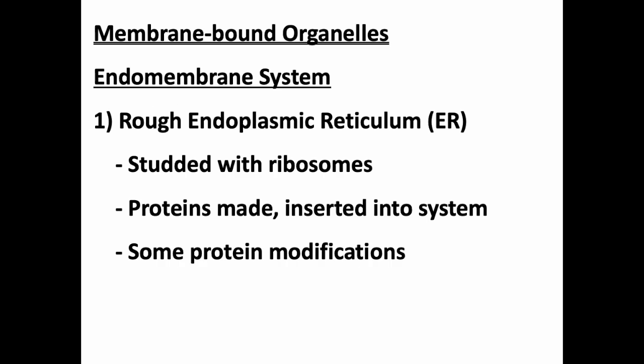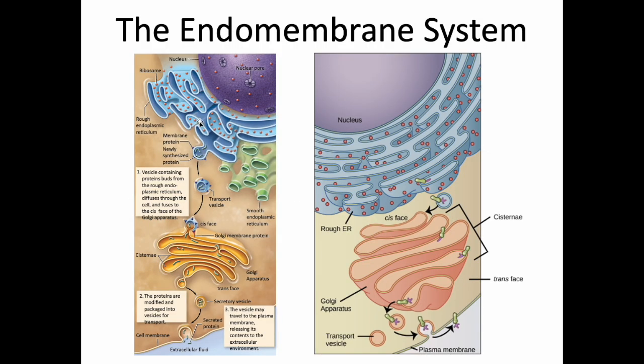So, okay, here's our rough ER. We've got proteins, we've got a little bit of modification. What about the next step? The next step, which again is not labeled in this one, but it's labeled green in this figure, is called the smooth endoplasmic reticulum. It is smooth because it is not studded with ribosomes.